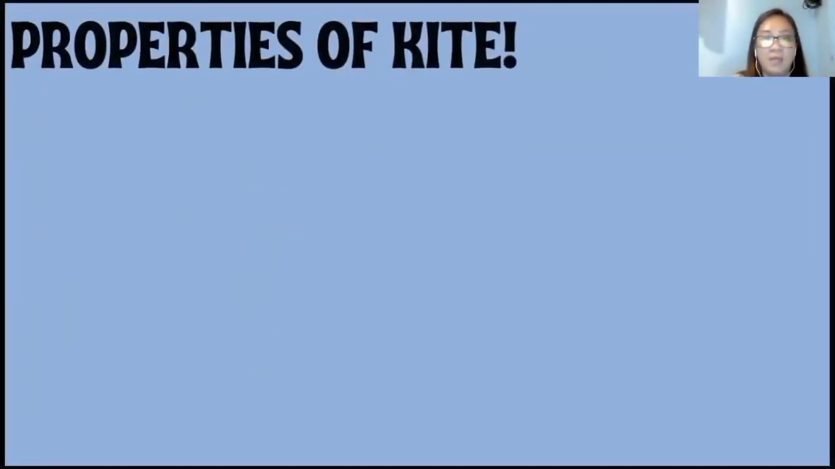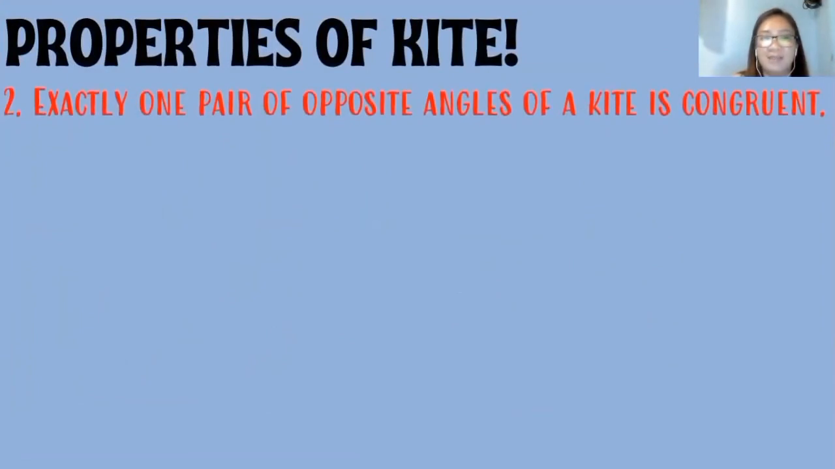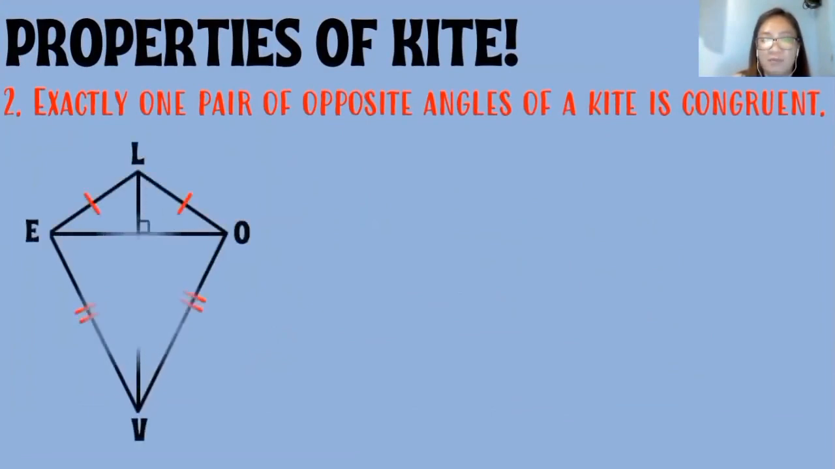The next property is that exactly one pair of opposite angles of a kite is congruent. So let's have our figure. Which of these angles are congruent? There is only one pair of opposite angles that is congruent, and let's mark it with an arc. Angle LEV and angle LOV are the opposite angles that are congruent.